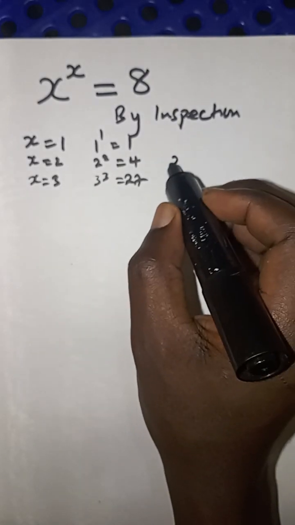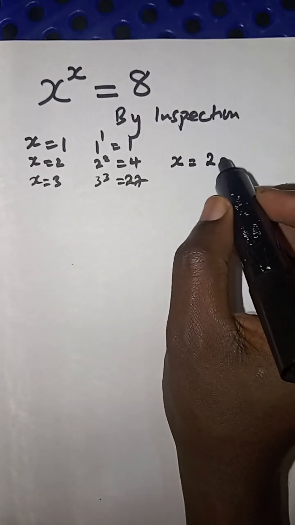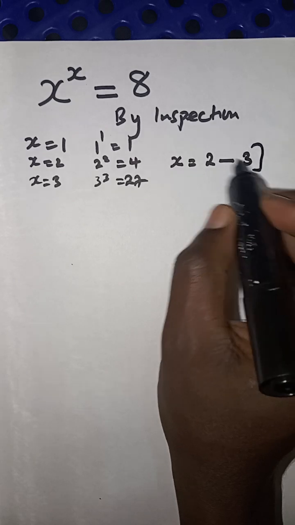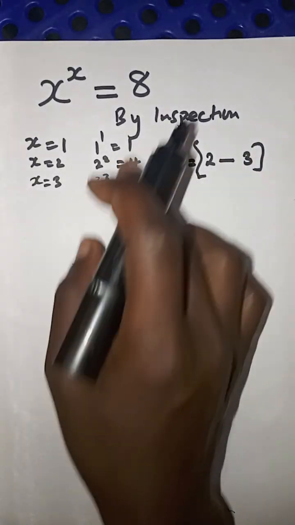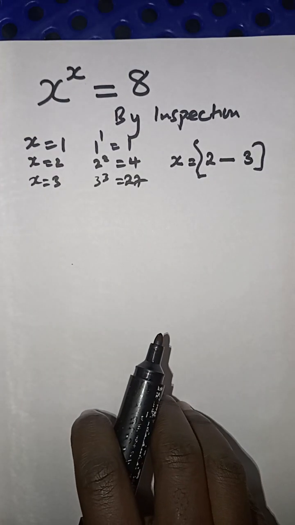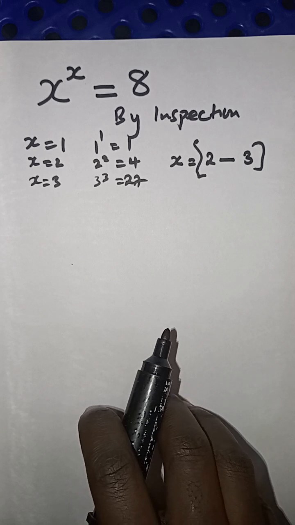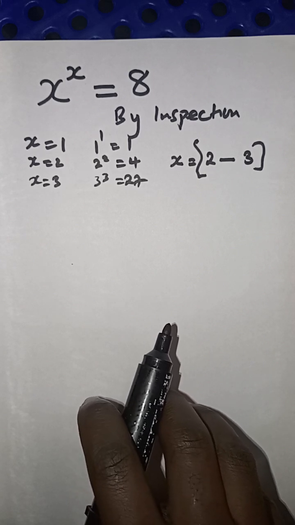So that means x ranges from 2 to 3 from this inspection. So I'm going to take you through step by step.